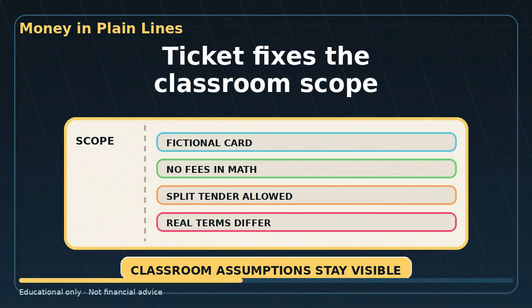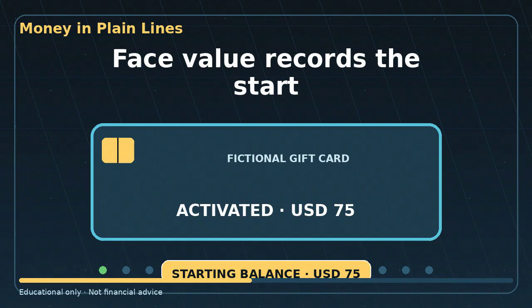Return to the activated card. Its face value records $75 at the start, but the live balance changes after use. Looking only at the printed amount would ignore the $28 transaction and overstate what the card can contribute to a later purchase. The balance ring makes that distinction visible.